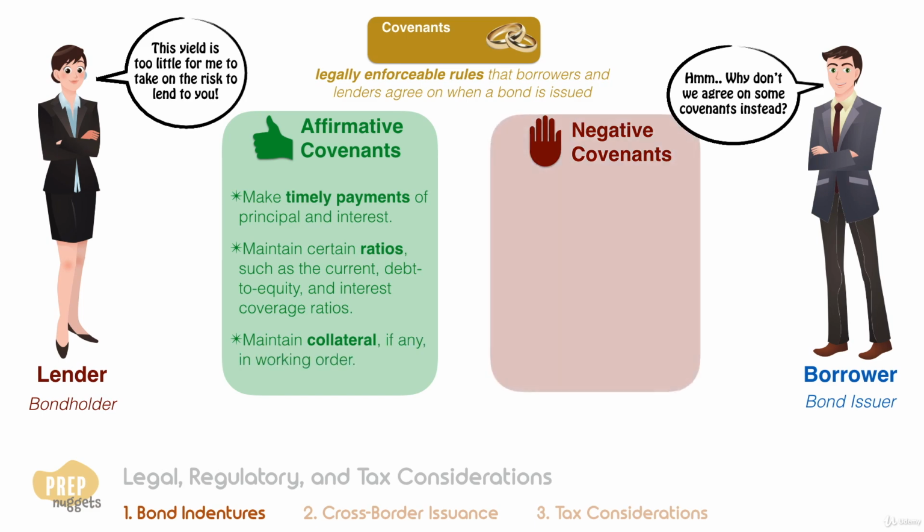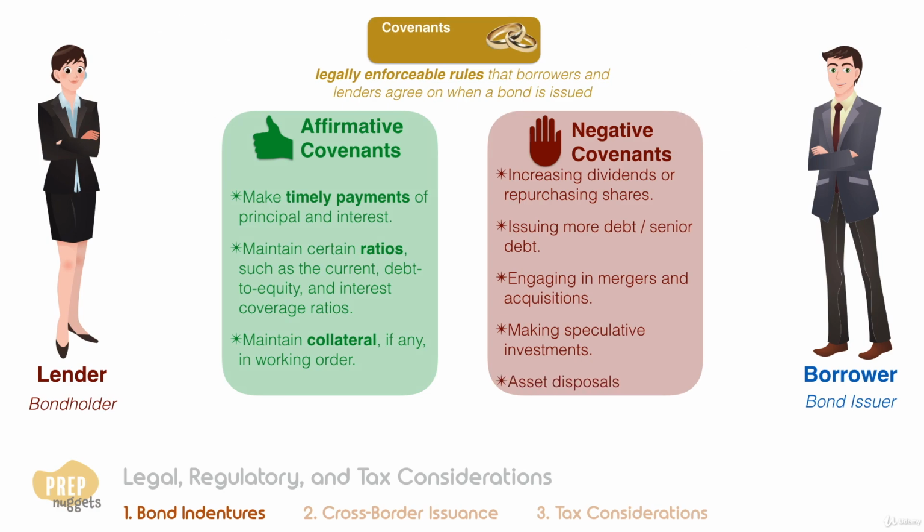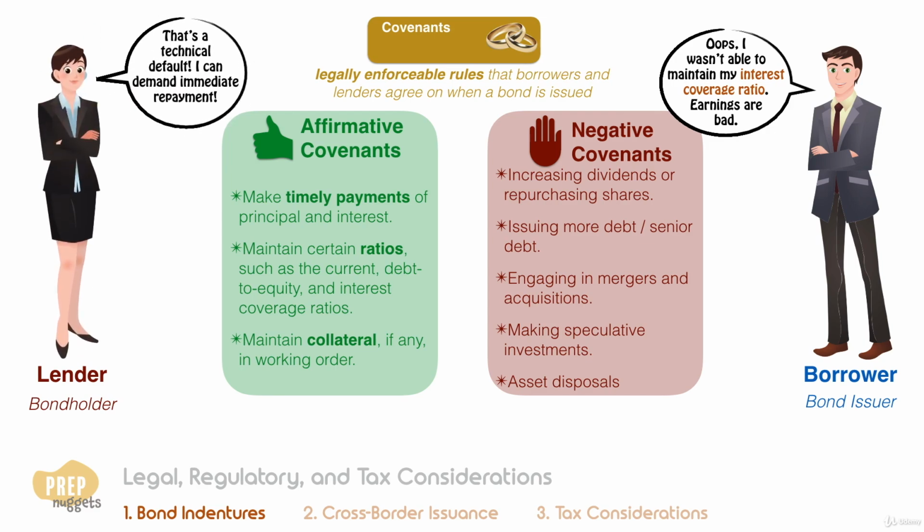With negative covenants, the borrower promises to refrain from certain activities that might adversely affect its ability to repay. Such covenants include refraining from increasing dividends or repurchasing shares, restrictions on issuing more debt or debts that are more senior in rank, restrictions on engaging in mergers and acquisitions, restrictions on making speculative investments, and restrictions on asset disposals. If the borrower violates any of the covenants, technical default is said to have occurred. The bondholder can demand immediate repayment of principal.